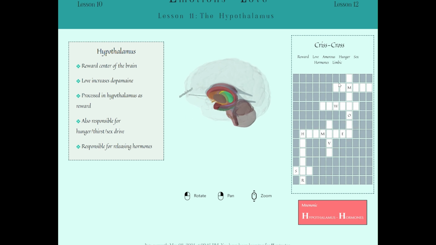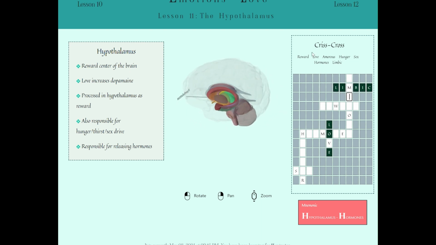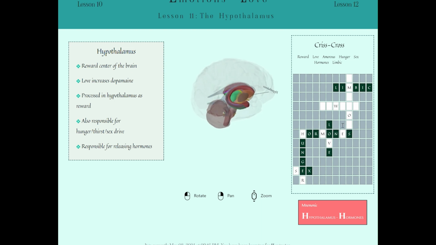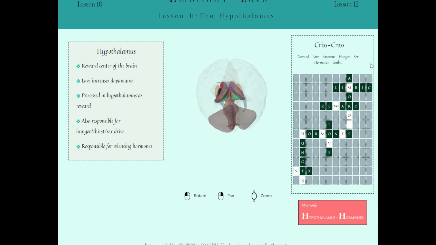We've got another crisscross puzzle. Let's start with an easy one. Love, 4-letter word, right here. L-O-V-E. Is this hormones? No. Limbic. This must be H, hormones? No. Hunger? Yeah. That must be sex. This must be hormones. This must be, what do we have, reward? Yeah, okay. And here, the only one that's left is amorous.